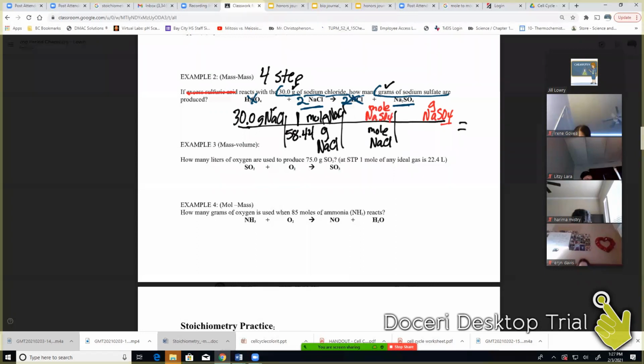So how many moles of sodium sulfate, our unknown, do we have? This is my sodium sulfate right here. Just 1. And then moles of my known, which is my sodium chloride. How many do I have? 2. Now we got our 2. Almost there. I'm going to erase this right here. Moles of sodium sulfate here, so I got to be the same thing down and diagonal.